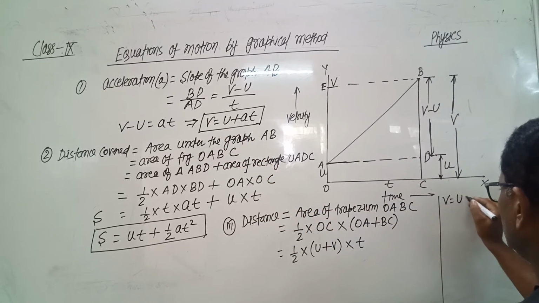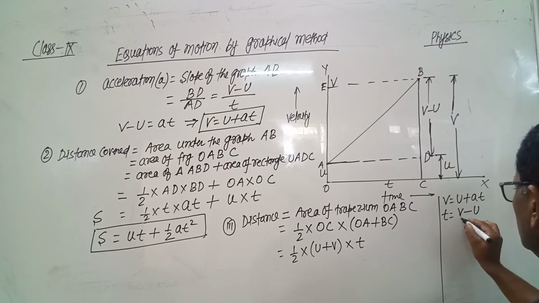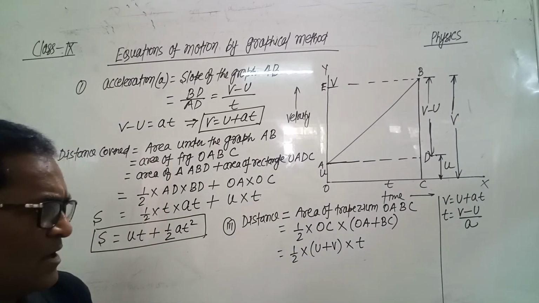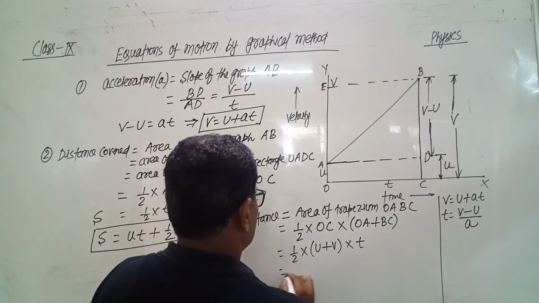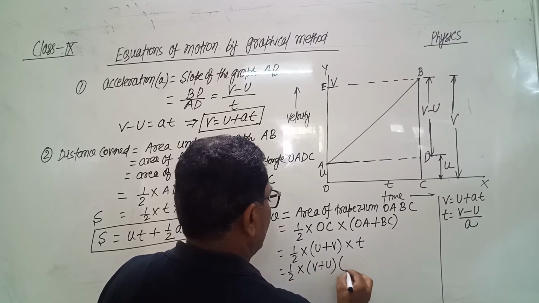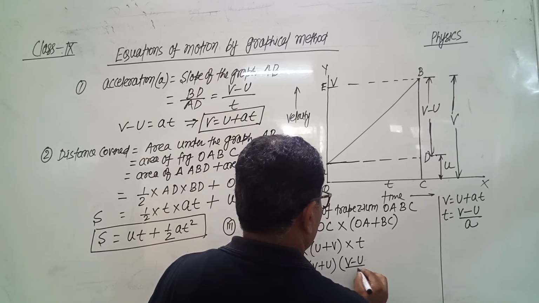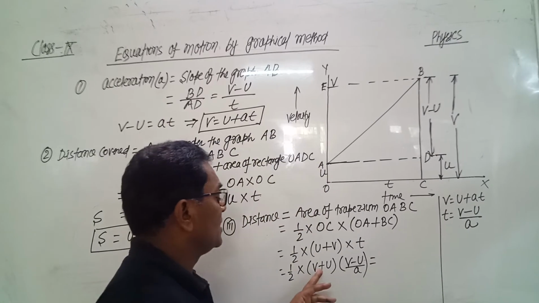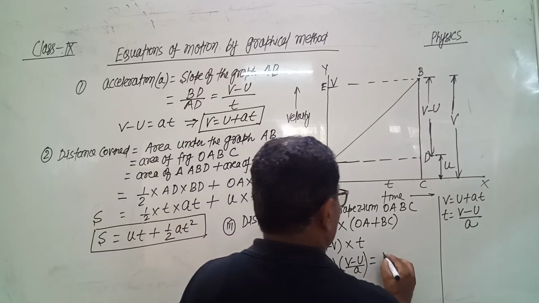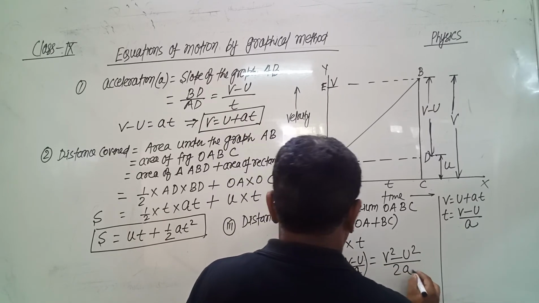So V equals U plus AT, and T is equal to (V minus U) upon A. So in place of T we will write V minus U by A. So this becomes 1 by 2 into (V plus U), and in place of T we write (V minus U) by A. So this becomes (V plus U) into (V minus U) upon 2A.